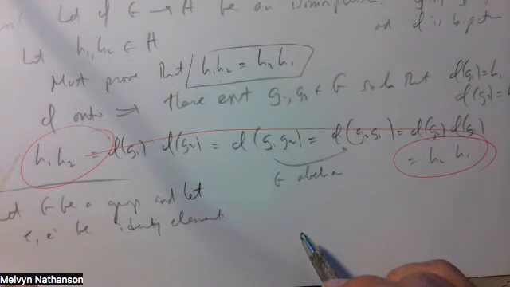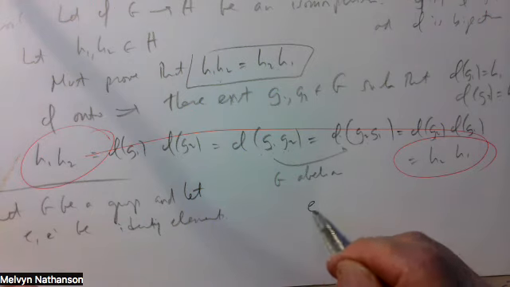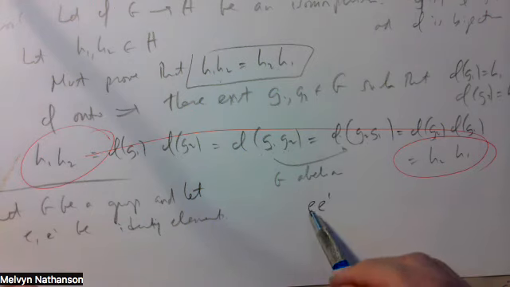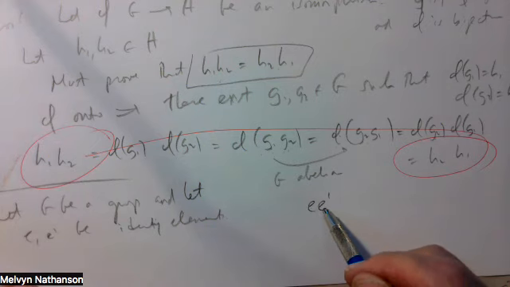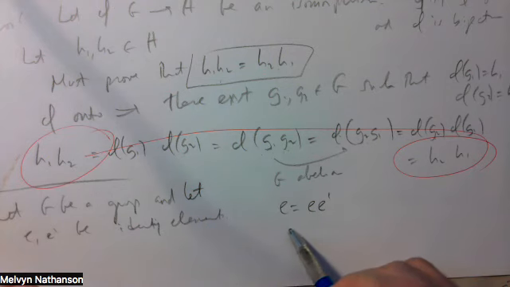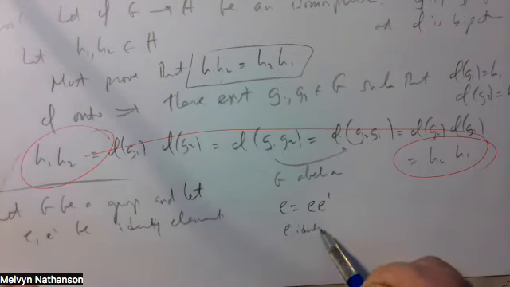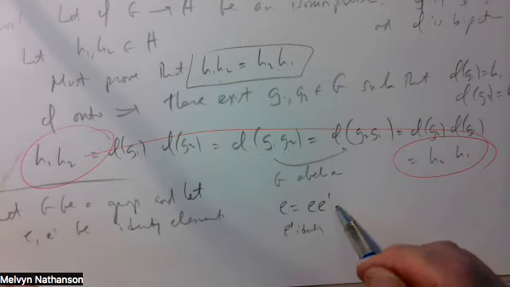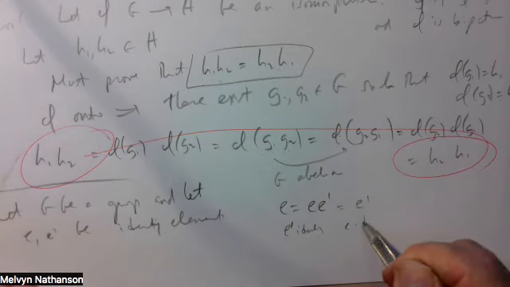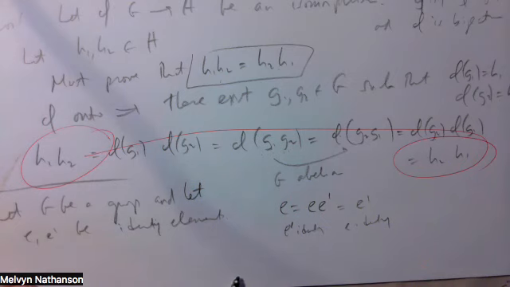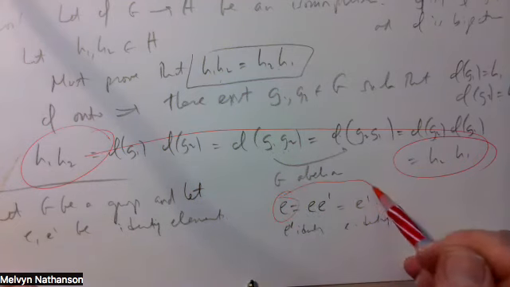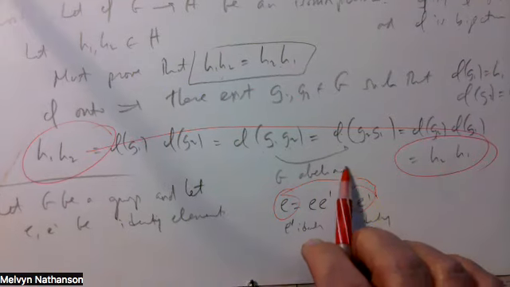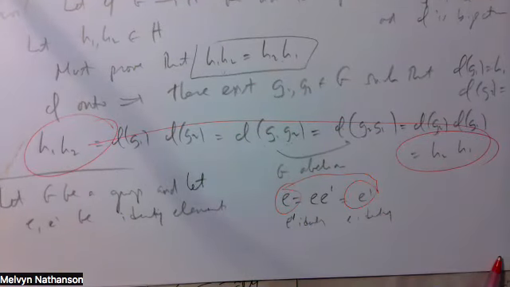So how can I prove that? If I look at e times e prime, because e prime is an identity, e times e prime is equal to e. But because e is also an identity, e times e prime is e prime. So we have e equals e prime. A group has a unique identity.